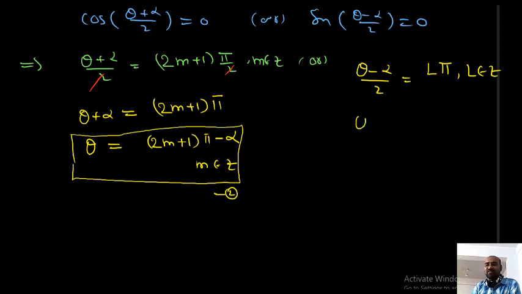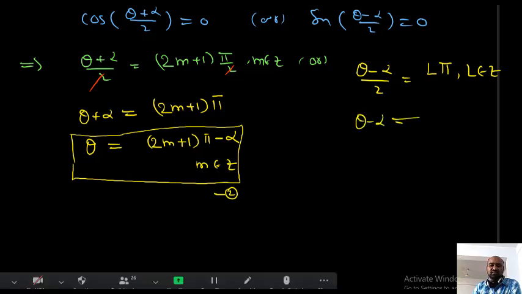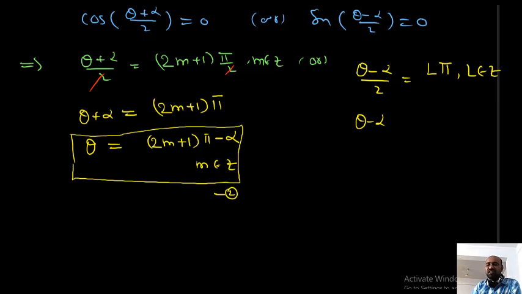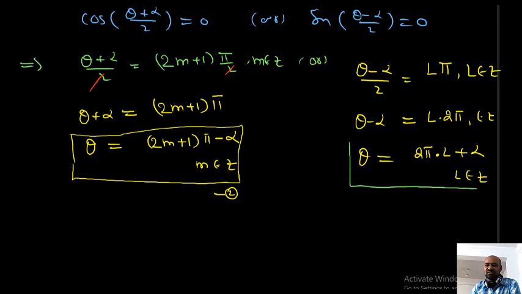So theta minus alpha I want. Theta minus alpha equal to L into 2 pi, where L belongs to Z. But I want theta only. Theta equal to 2L pi. One minute, that is not the right way to write. We can write 2 pi into L, plus alpha, where L belongs to integer. Students listen now. Yeah, this is the third one.